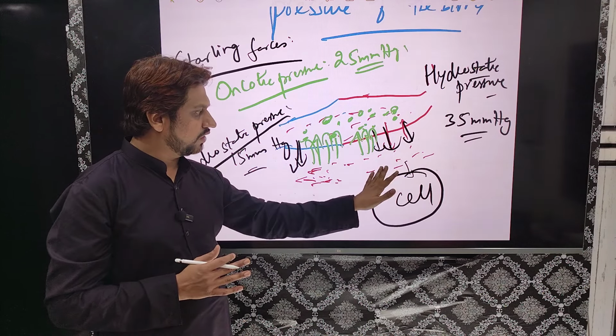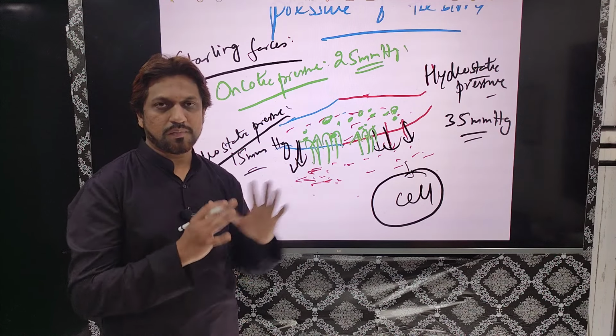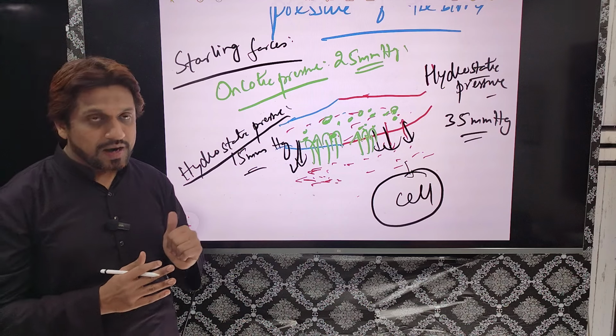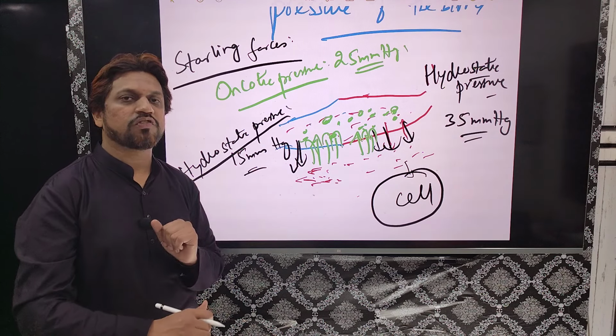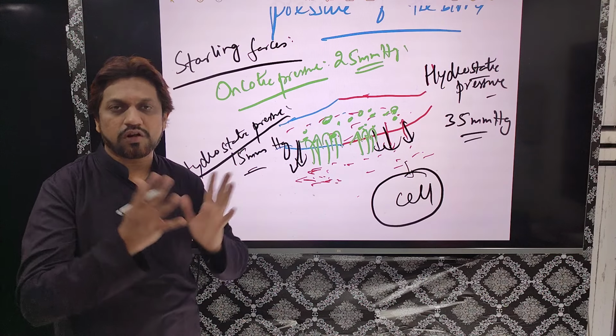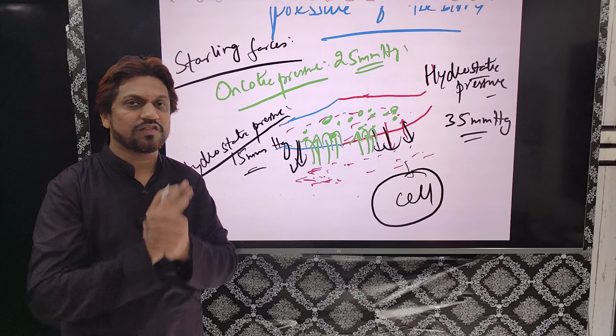Fluid coming here in the interstitium will go back in at the venous end, from the arterial end to the venous end. This is the basic mechanism, right? But in deficiency of plasma protein, especially albumin, for example liver failure, the liver, as I said, is the site where the plasma proteins are synthesized.